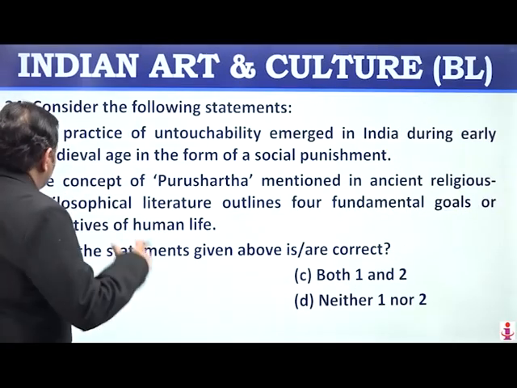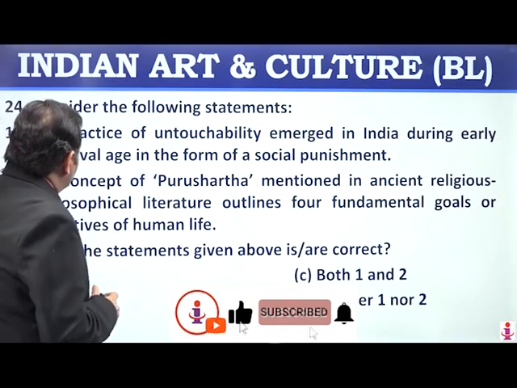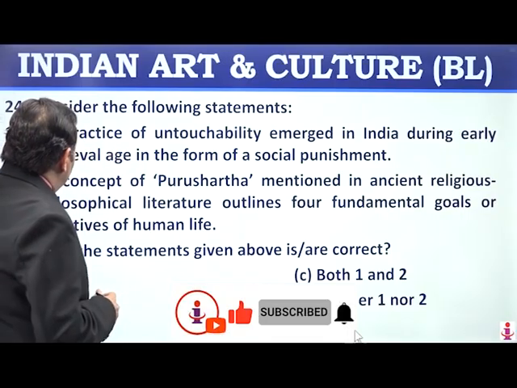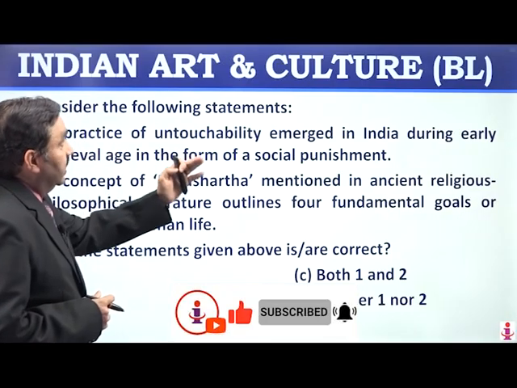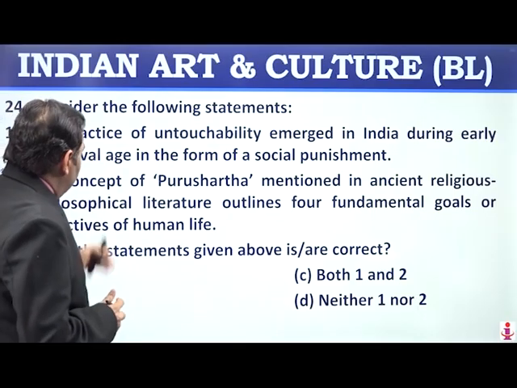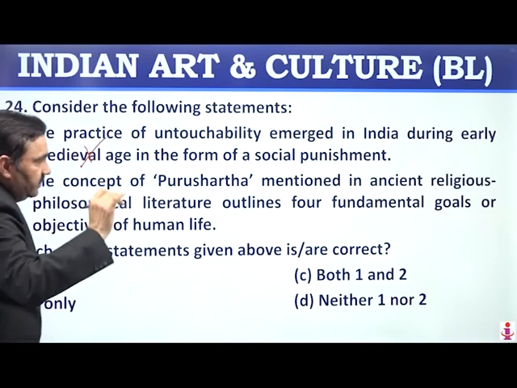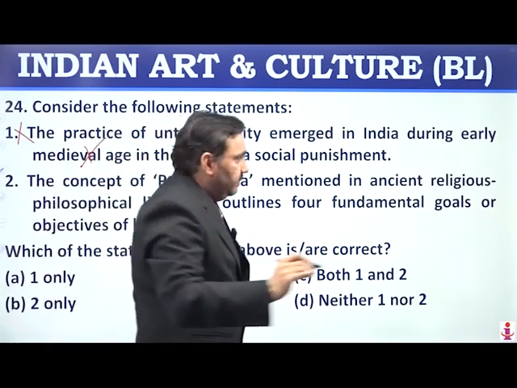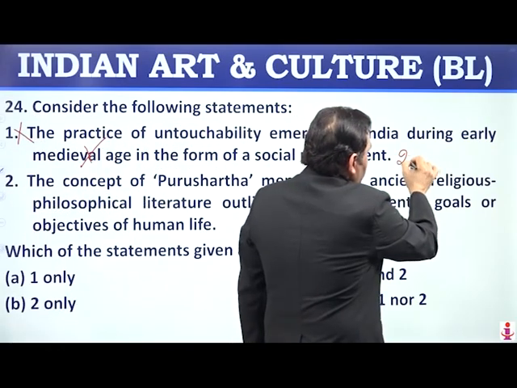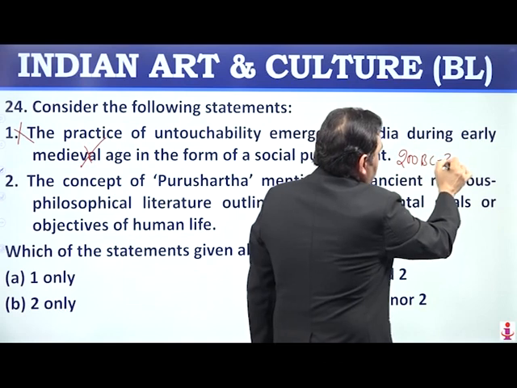Question number 24. Consider the following statements. The practice of untouchability emerged in India during the early medieval age. This statement is wrong here, because the practice of untouchability emerged in India during the post-Mauryan age, that is the period from 200 BC to 300 AD.